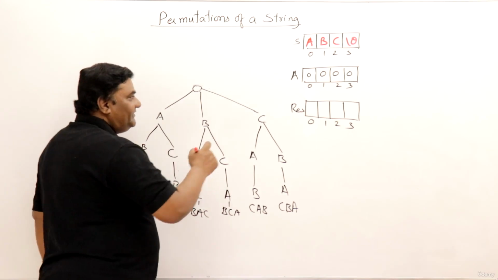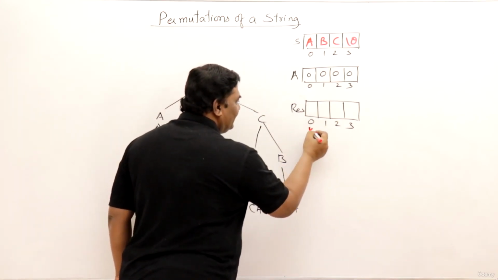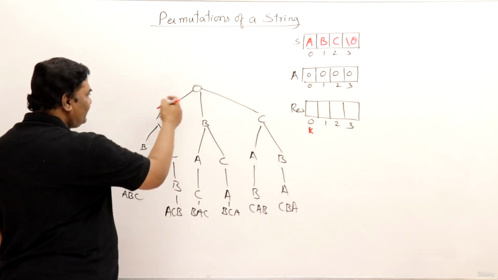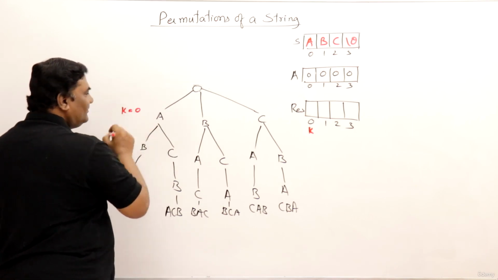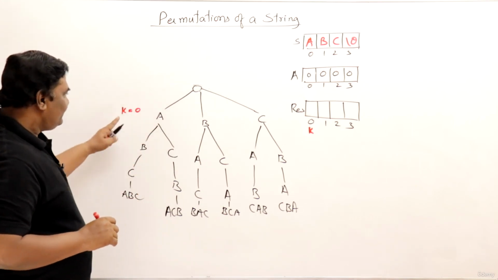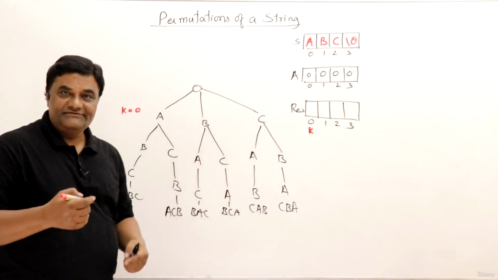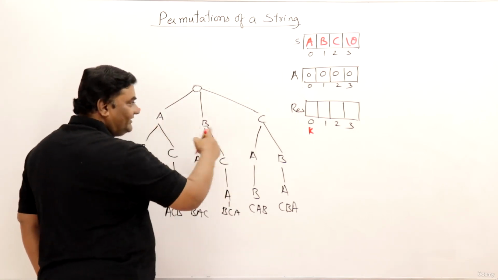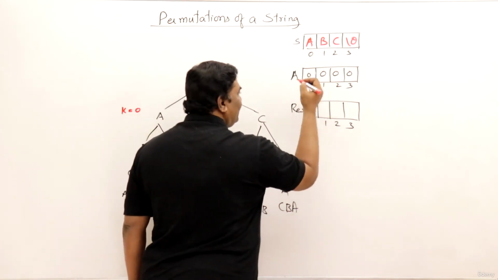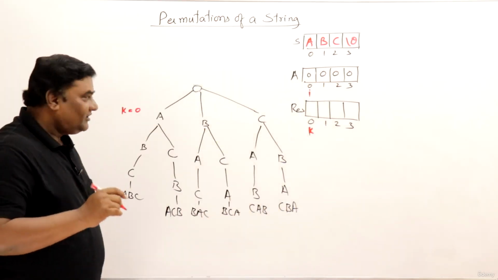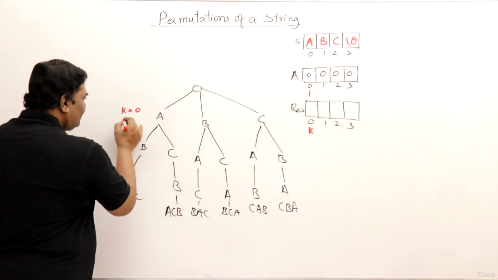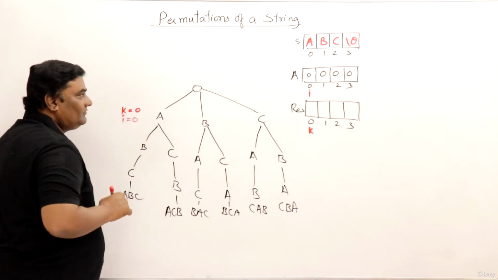So for this, we need to start with k as 0. That is, in this call, k is 0. Right? For that we will take A, B and C. So we should know which one is taken, which one is not taken. And we have to scan through this string. For that we will take I here. So in the first call, k is 0. And here I is 0 right now.